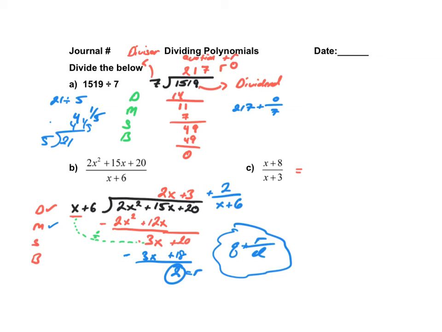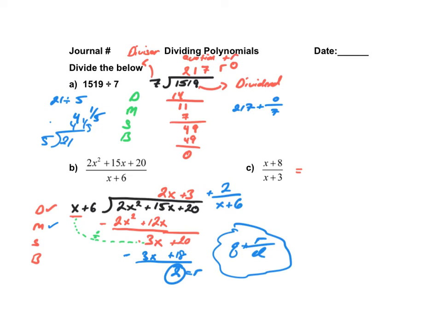If I want to divide x plus 8 by x plus 3, what do you notice about the degrees on the problem we just did versus the degrees here? The degrees of that one are equal. Yeah, the degrees are equal. A lot of times when you see that, you can divide using a little different method or a different strategy. And here's how it works.